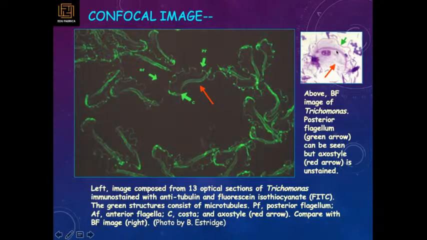On the right hand side is a bright field image of the same. Here the posterior flagellum of Trichomonas can be seen, but the axostyle, red arrow, is unstained. We can't see this axostyle, this double layer, it is not present here. So you can see how different it is as compared to your bright field and the confocal image.